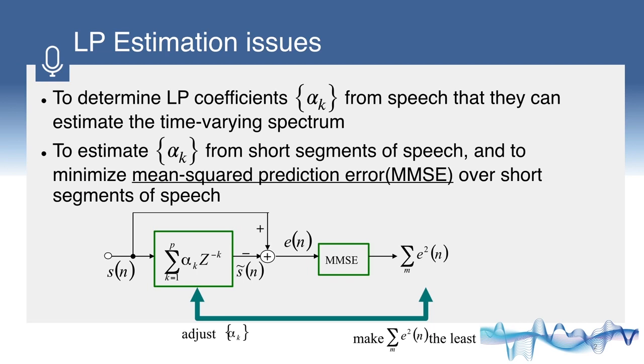This is one commonly used criterion named MMSE. By means of MMSE, LP coefficients can be adjusted and selected to make the prediction error the least. The resulting linear prediction coefficients, alpha k, are assumed to be the actual a_k in the speech production model, intending to show that all of the processing can be done efficiently, reliably, and accurately for speech.